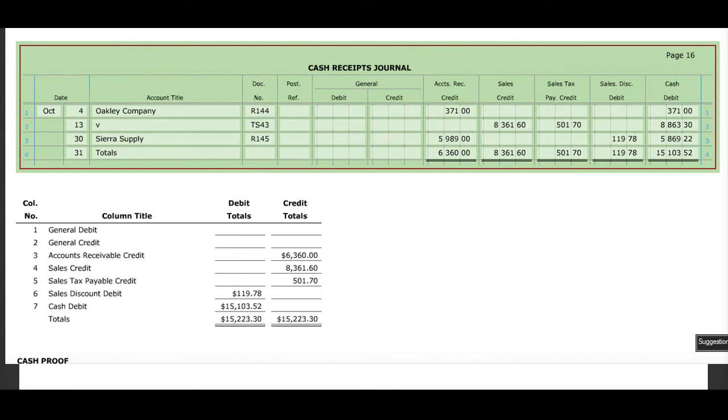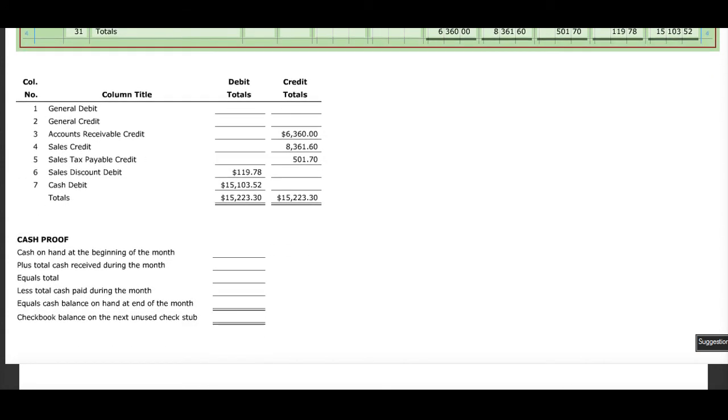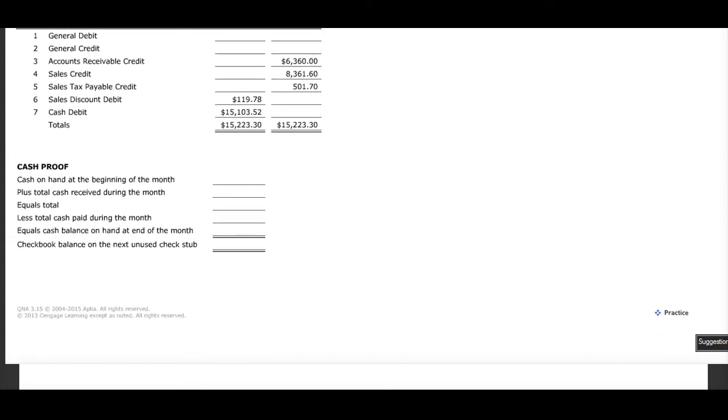All right, one more step on this problem that we need to do. So we need to prove our cash. In the directions, it tells me that we need to prove cash. The October 1st cash account balance in the general ledger was $11,764.96. The October 31st cash credit total in the cash payments journal is $8,779.53. And on October 31st, the balance on the next unused check stub was $18,088.95. So we need to take the numbers we know and piece them in there.